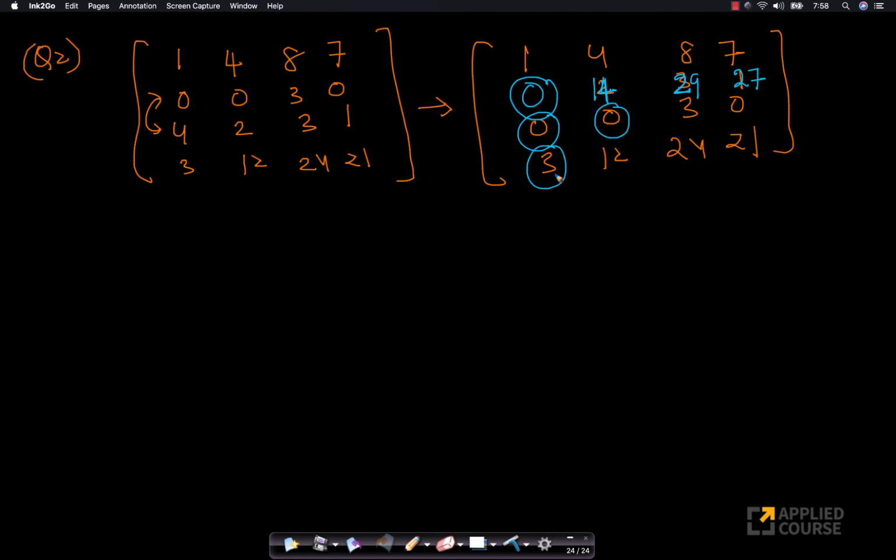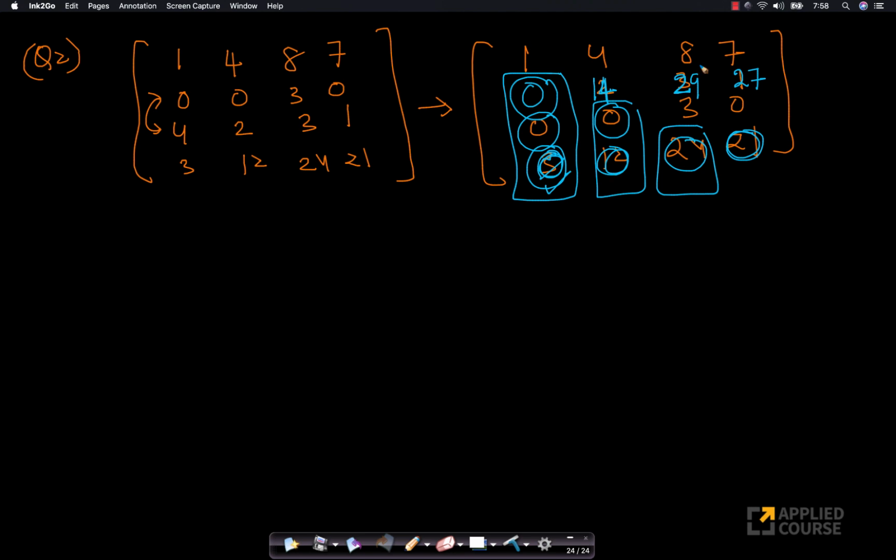Now I have to make this 0. If I have to make this 0, 3 into 1 minus this. What happens? This becomes 0. 4 threes are 12, 12 minus 12, 0. 8 threes are 24, 0. So this is also 0. Now what do we have? Now I'm in echelon form. This is also 0. Now how many non-zero rows are there? There are only 3 non-zero rows. So the rank of this matrix equals 3.